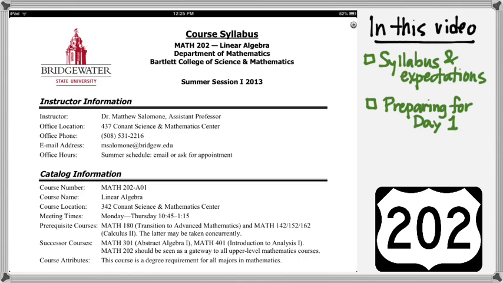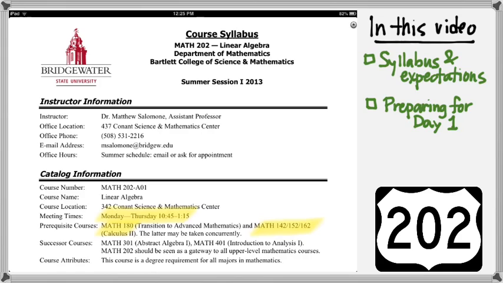Our linear algebra class will meet Monday through Thursday from 10:45 to 1:15 in room 342 of the Science and Mathematics Center. The prerequisites for this course are Math 180, the Transition to Advanced Mathematics course, which covers proofs and logic, and also a second semester of calculus, either Math 142, 152, or 162, or the equivalent. The latter can be taken concurrently at the same time as linear algebra.